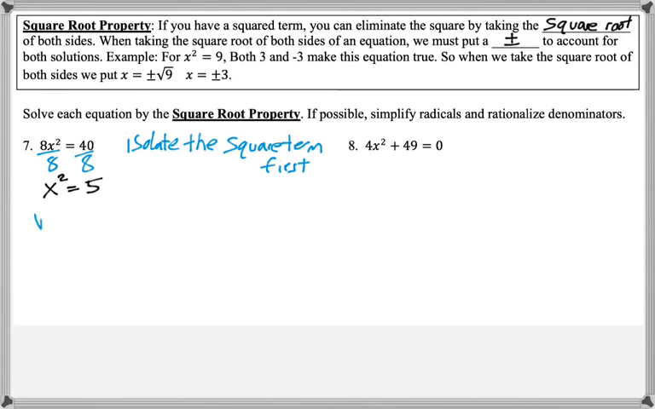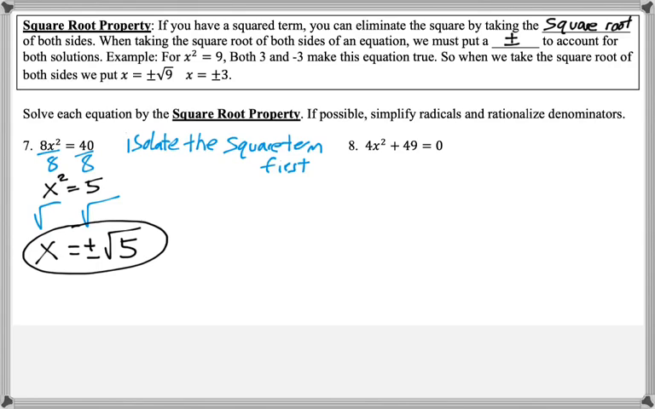Next I want to take the square root of both sides. So I have x is equal to the square root of 5, but I can't forget to put my plus minus. So my answer is x is equal to plus or minus square root of 5. Now if you wanted to write the two answers separately, you could put x is equal to the square root of 5 and x is equal to the negative square root of 5.